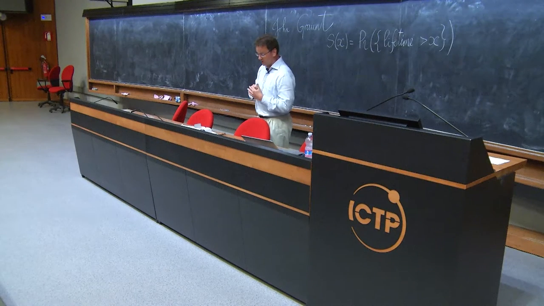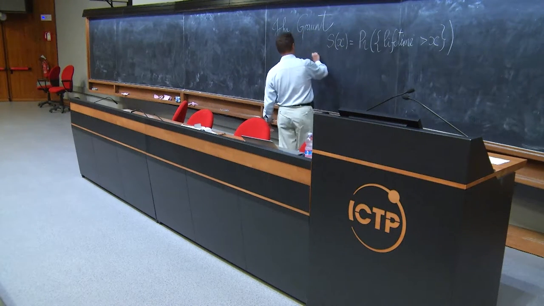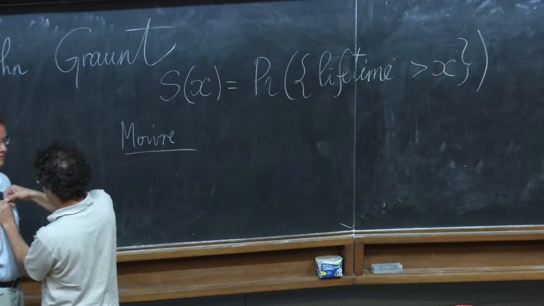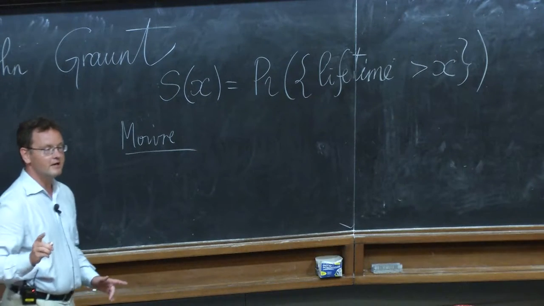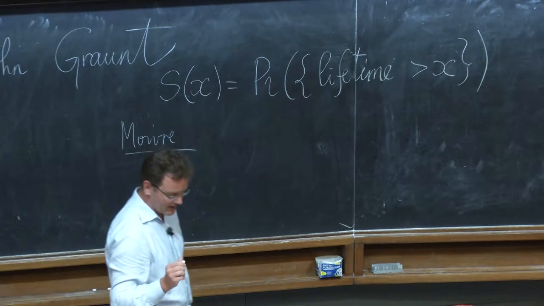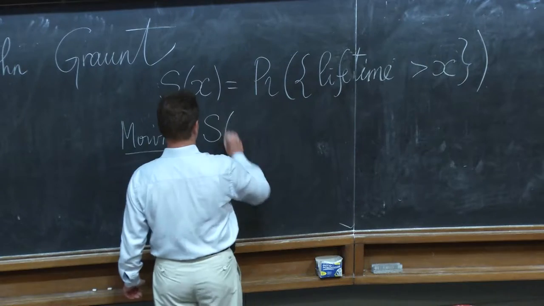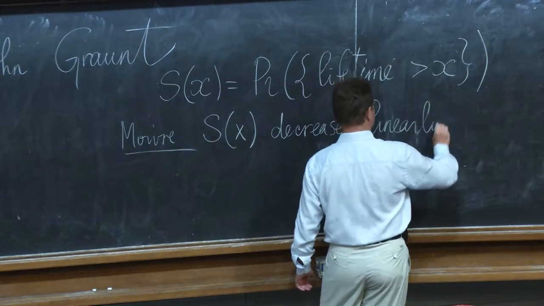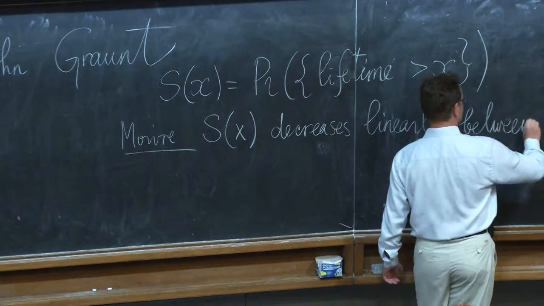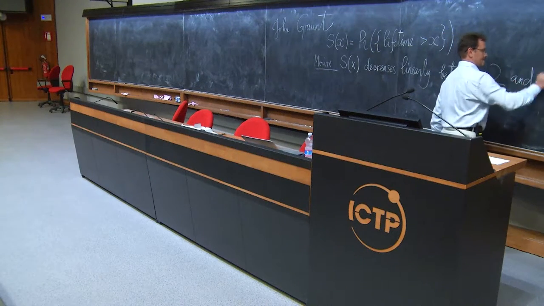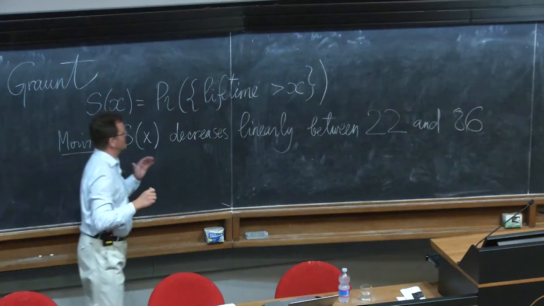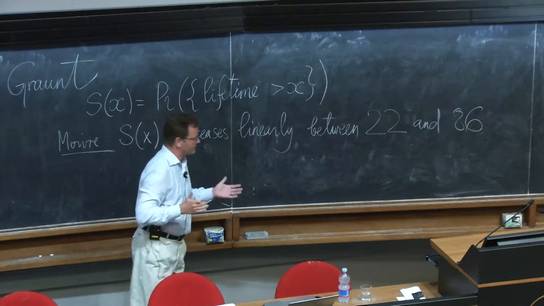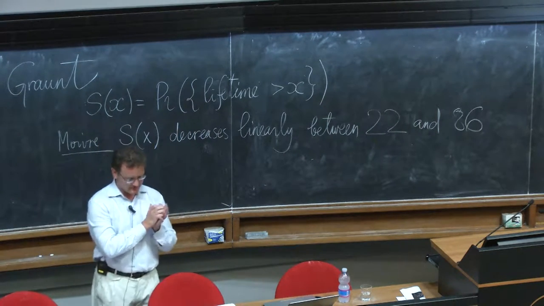And Moivre proposed the model that S of x decreases linearly between ages of 22 and 86. So it becomes obviously less and less probable, and then the probability after 86 was considered to be zero.